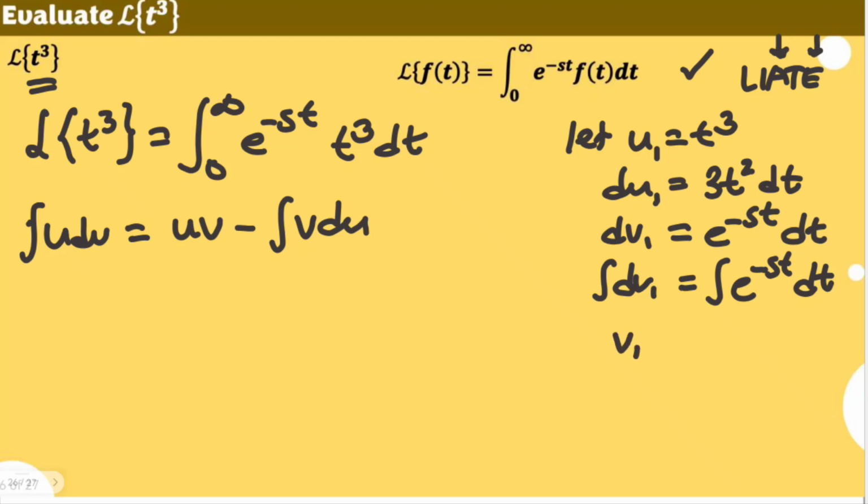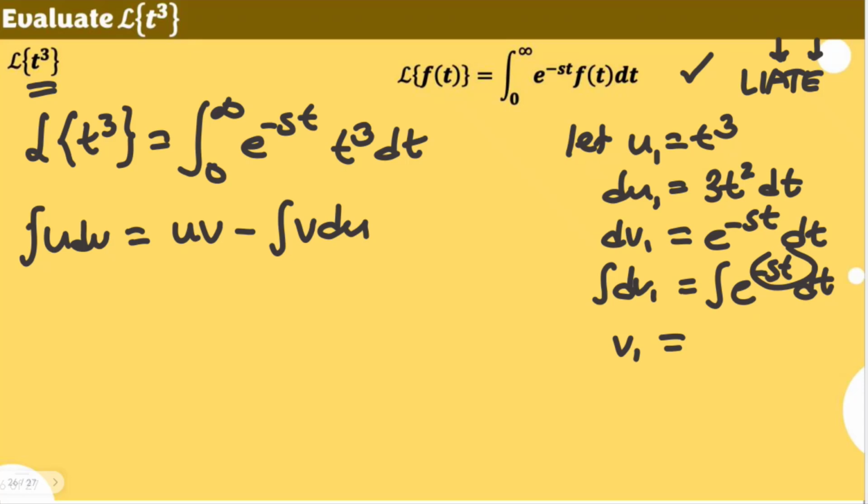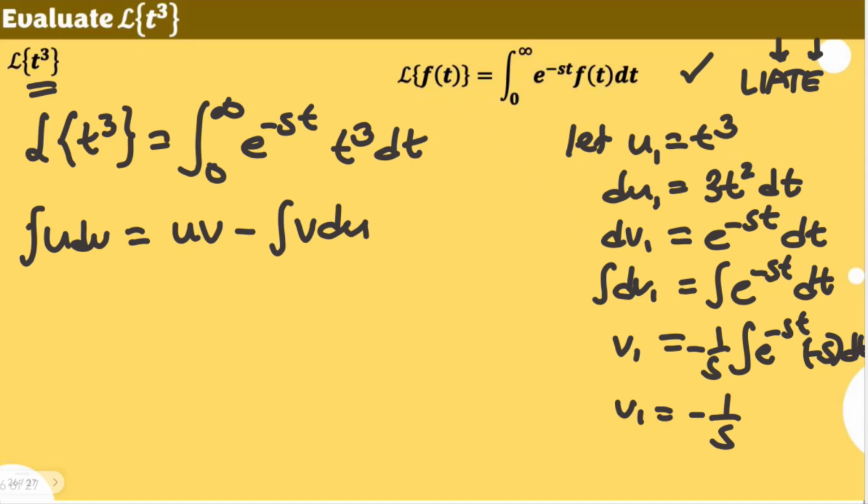your v sub 1 will be equivalent to this, but of course we will have the integral of e to the u du, where u here is negative st. What we need here is e to the power of negative st times negative s dt, so you take it out or neutralize it. Hence, your v sub 1 is negative 1 over s e to the power of negative st plus c. But since we're doing integration by parts, we'll have that as it is.